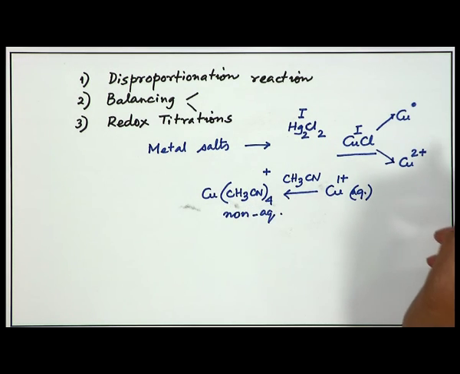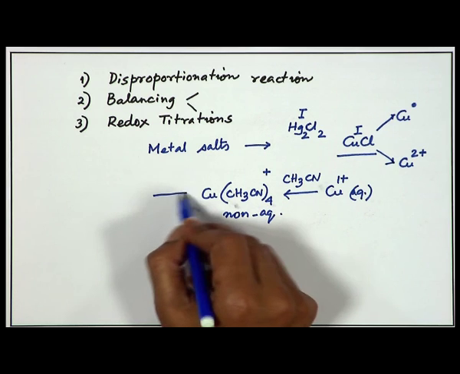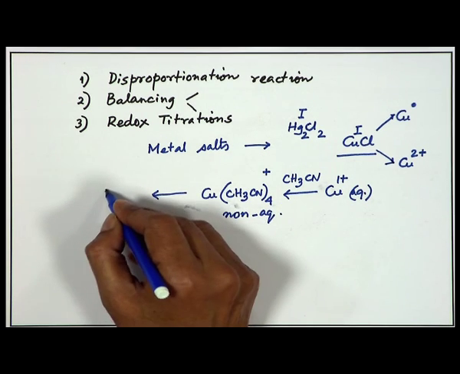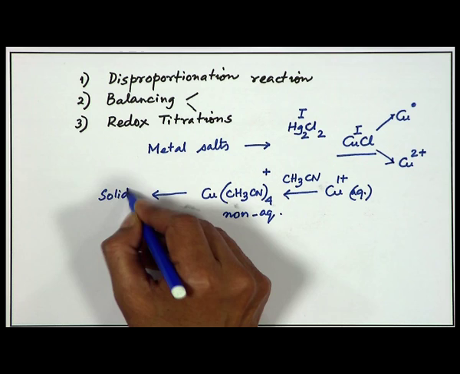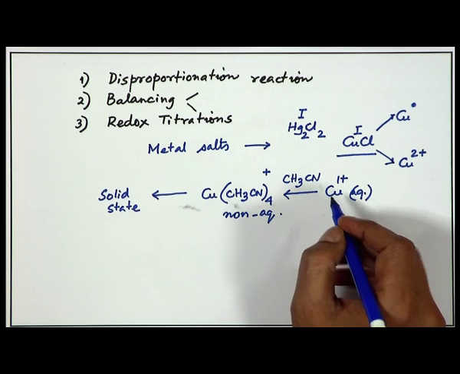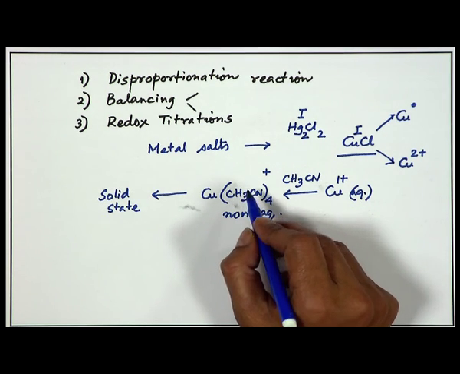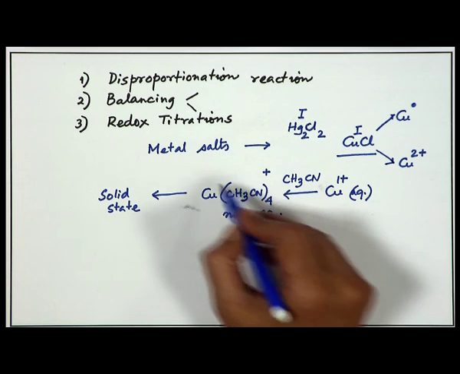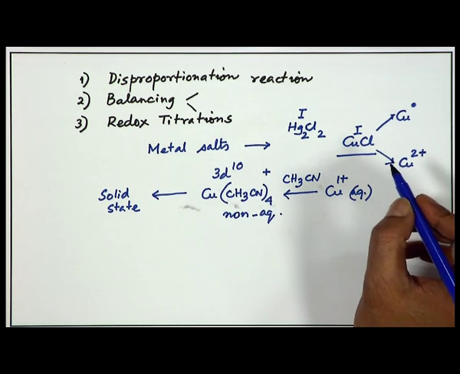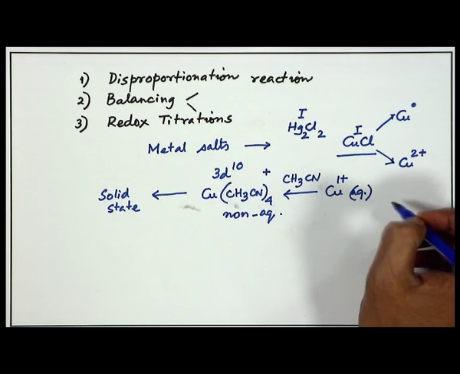this can be stabilized, and if we can isolate the solid inorganic salt, it can also be isolated in the solid state as a white solid compound, because it is cuprous copper, copper in +1 oxidation state having an electronic configuration of 3d10. So, it is not colored, unlike copper 2.